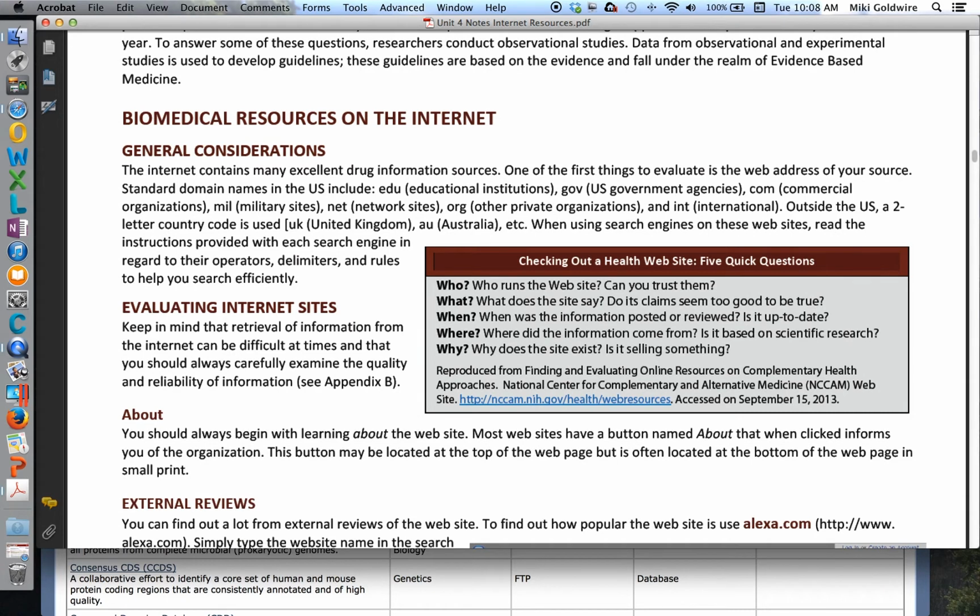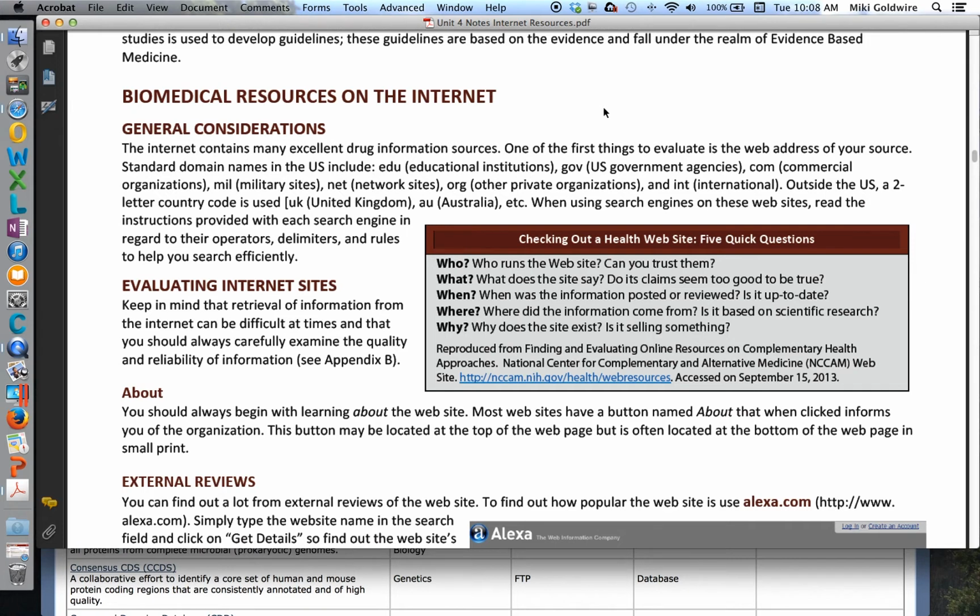So, some general considerations about using biomedical resources on the internet. The internet contains many excellent drug information sources. One of the first things to evaluate is the web address of your source. Standard domain names in the U.S. include EDU, which stands for an educational institution. GOV stands for a government agency. COM stands for a commercial organization. MIL is a military site. NET is a network site. ORG is another private organization. And INT is an international site.